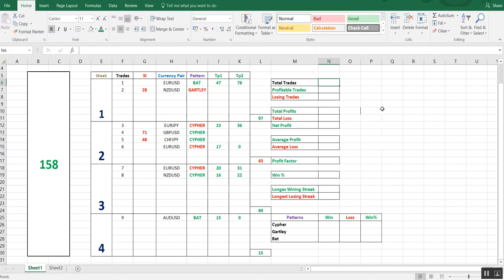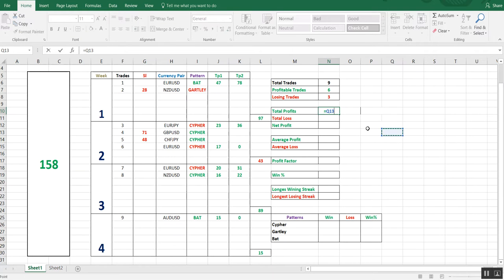So total trades, these are the trades that we've taken. 9 trades altogether. Profitable trades: we won 6, lost 3. Total profits, I mean all the profit from the winning positions. So all these pips, we're going to add them together. That will give us a total profit. So let me just do it the conventional way.